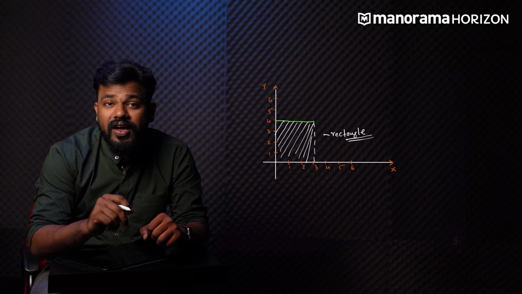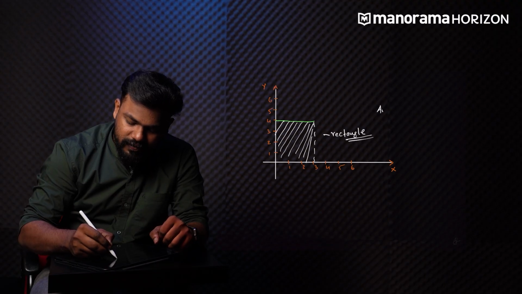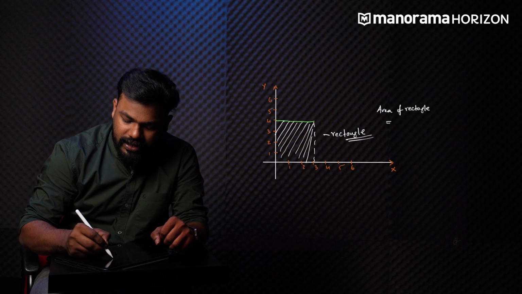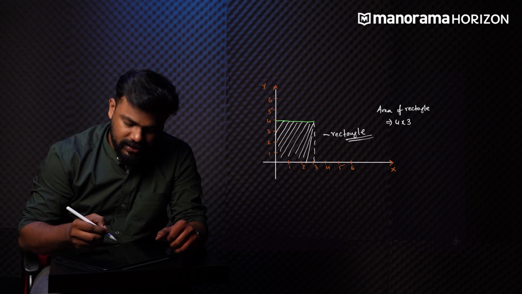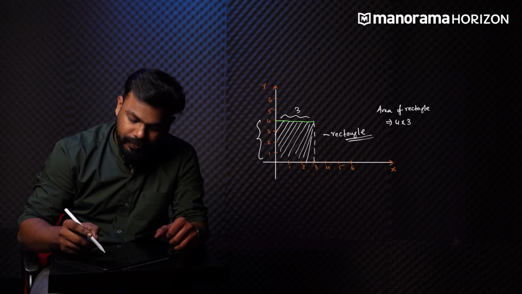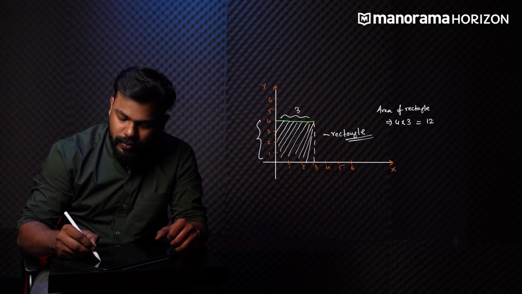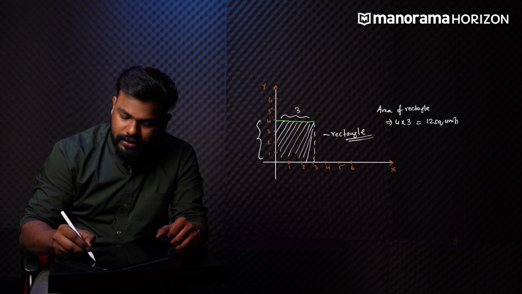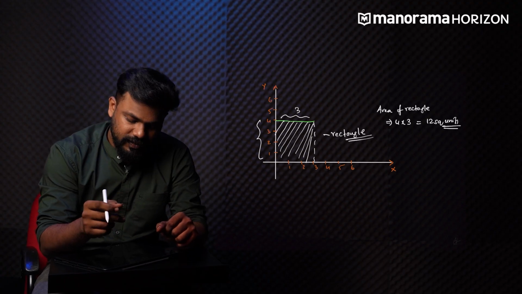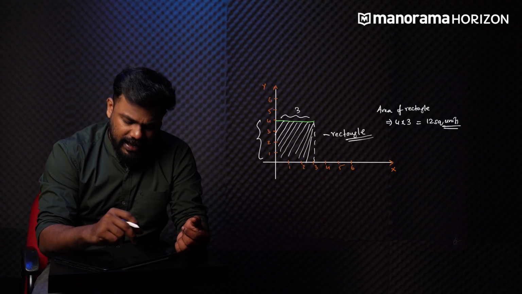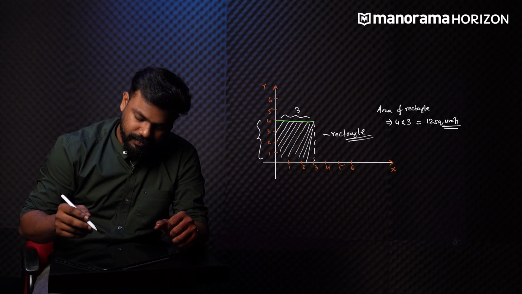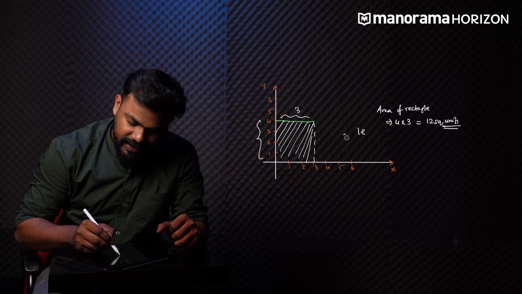And what is the area of this rectangle? The area of this particular rectangle is nothing but the length into breadth. And what is the length here? It is 4 and the breadth is 3. You can see that this is 4 and this is how much? 3. So you can say it is 4 into 3 or 12 square units. So what I have got here is the area under this graph. That is, this green horizontal line is enclosing an area of what? 12 square units.